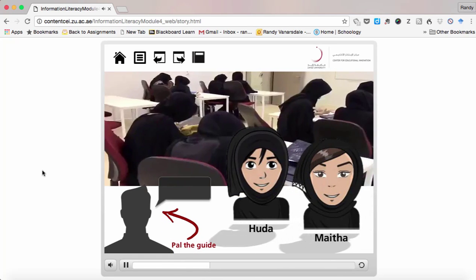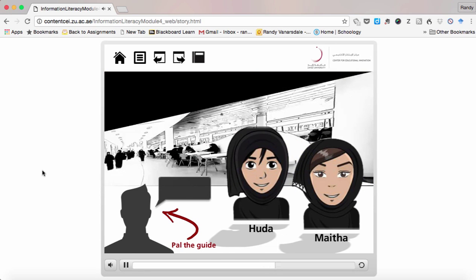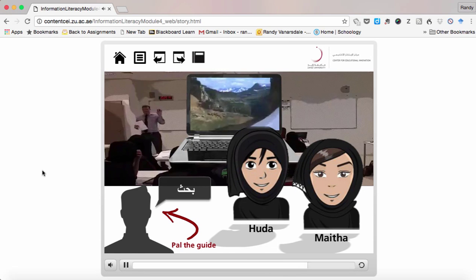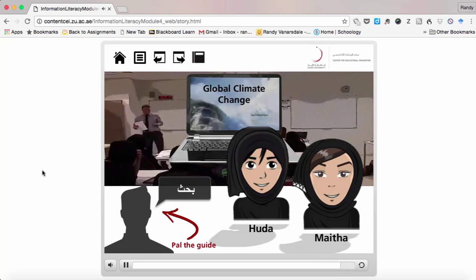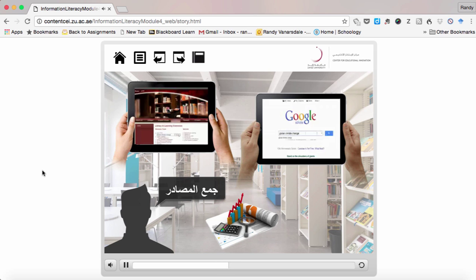Metha and Huda are students at Zayed University. Their professor asked them to write a research paper. They use the library and the internet to collect sources.